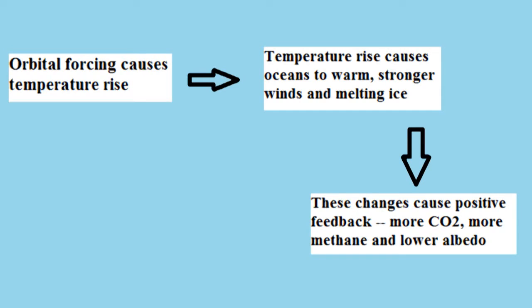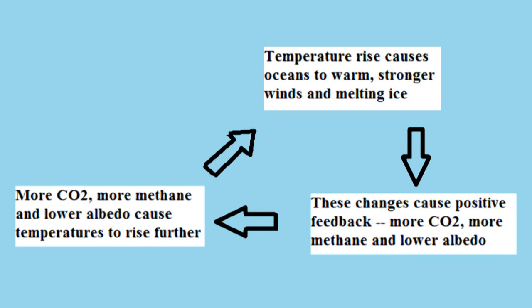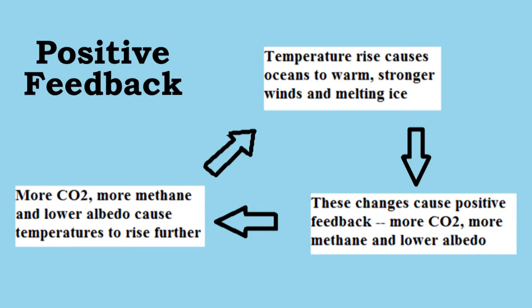As CO2 levels in the atmosphere rose, over the next few thousand years the greenhouse effect gradually took over from orbital forcing to become the predominant cause of warming. This amplification of the initial warming is a process known as positive feedback, which I explained in the first video of this series.